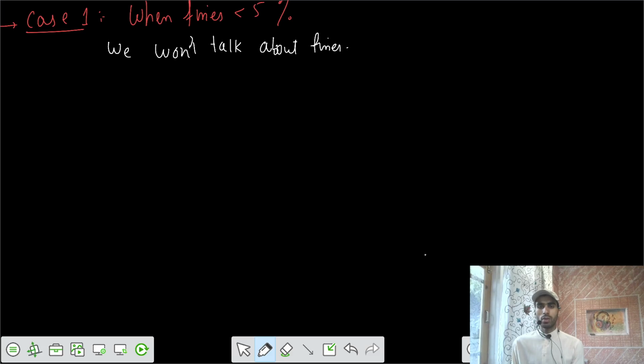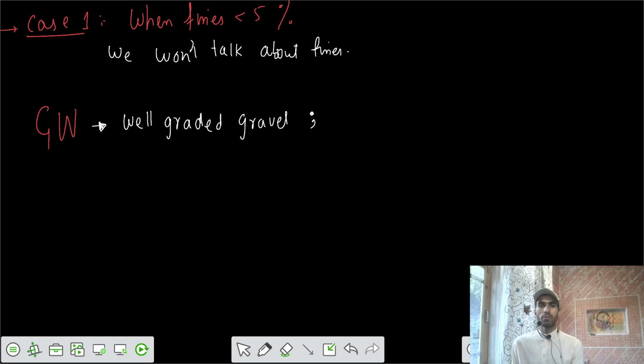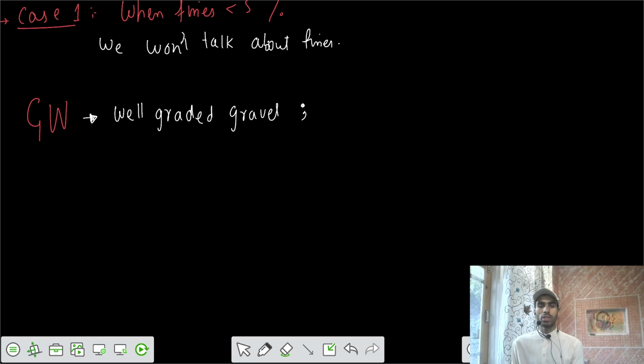The symbol is a function of the suffix and prefix. Let's say we got one of the symbols as GW, and this one we are going to say your soil is well graded gravel. And for that, which of the parameters do I have to use? For this condition, when fines are less than 5%, I have to use the concept of CU and CC.